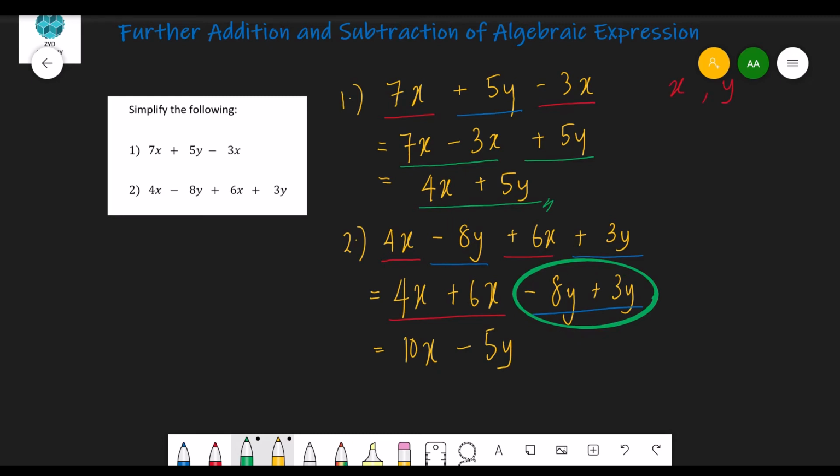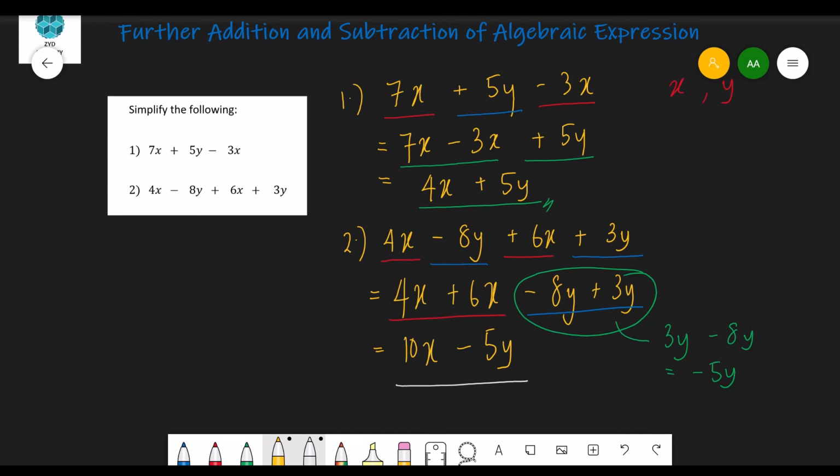In case you do not know how to simplify this part, let me go through this again. This can be done by rearranging the terms. If you prefer the positive term in front, we can rewrite this as 3y minus 8y, and we get negative 5y. It's the same, negative 5y here and negative 5y there. So our final answer is 10x minus 5y.